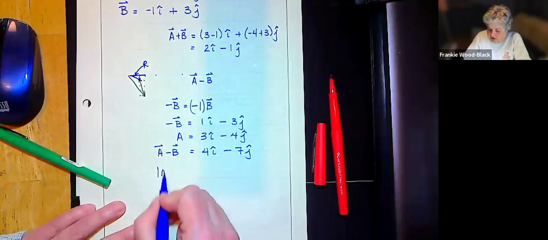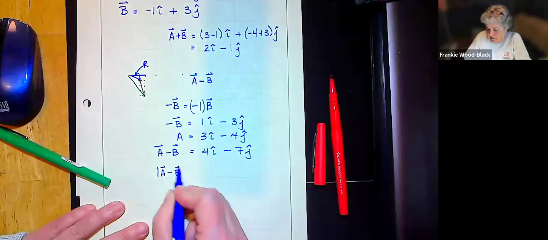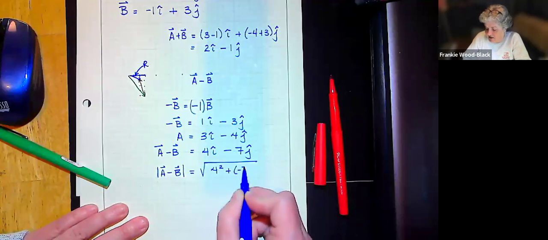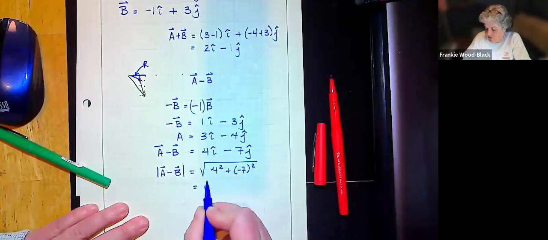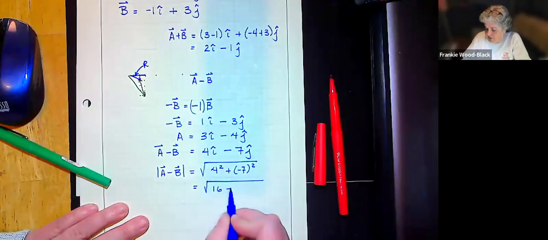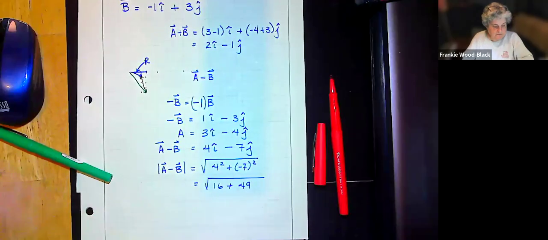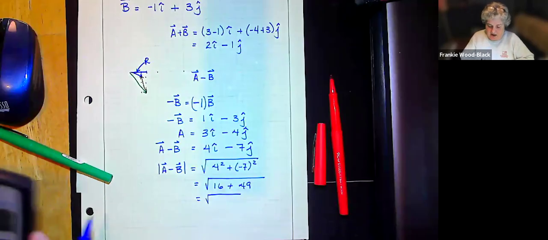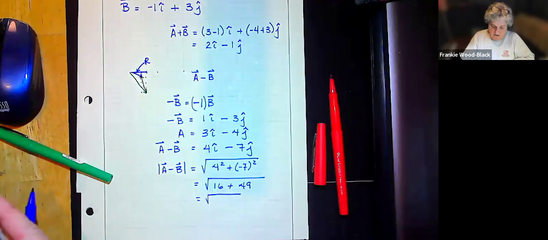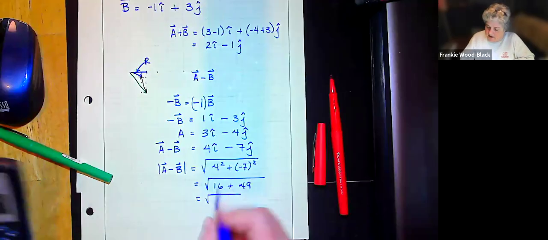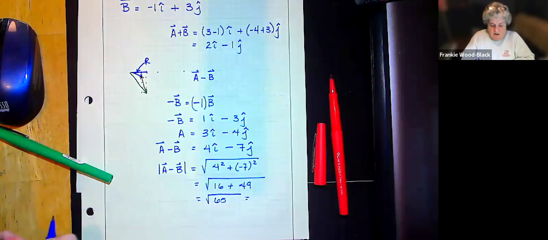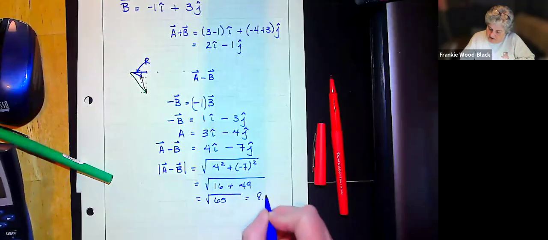If I want to know the magnitude of this vector, that is going to be the square root of 4 squared plus -7 squared. That's going to be the square root of 16 plus 49, which is going to equal the square root of 65, I think. Yep, that equals the square root of 65, and you can go ahead and calculate the square root of 65. And that's going to equal 8.06.